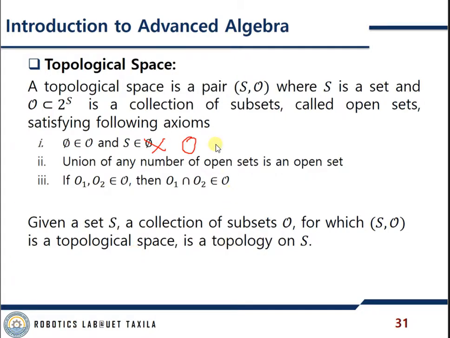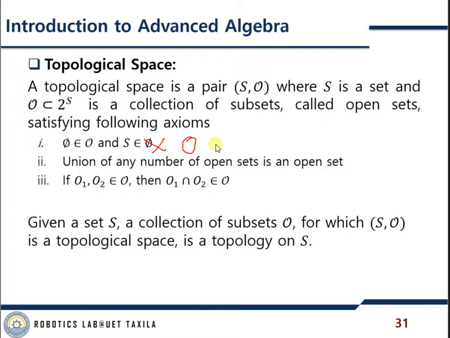So number one, there is a set and it has members, and if you take all the members and make all possible subsets and name it O, then this collection of subsets, which are called open sets, if they satisfy the following axioms, then that pair is basically a topological space.